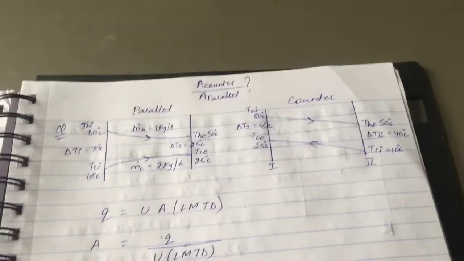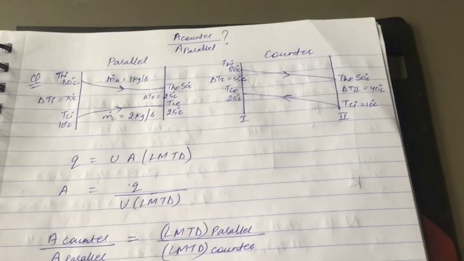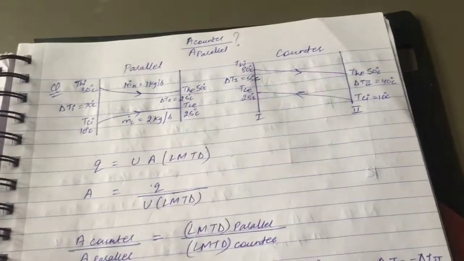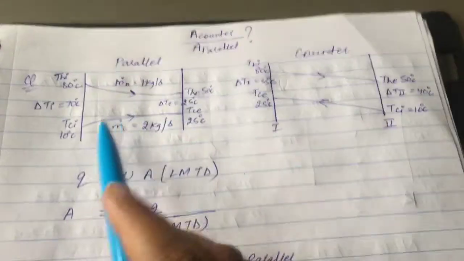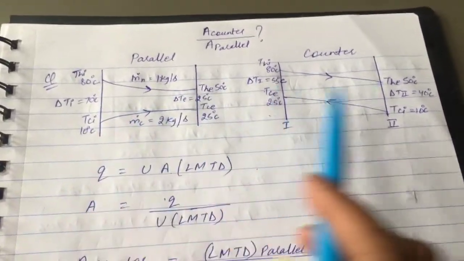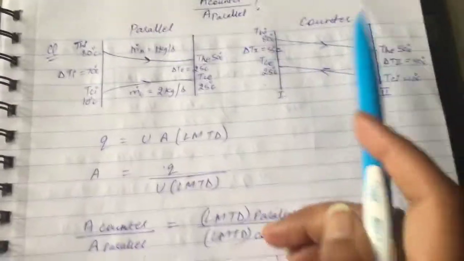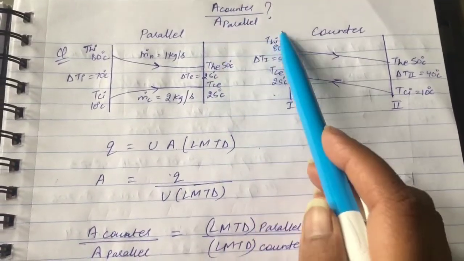Next question is, for the same hot fluid inlet and outlet temperatures, parallel flow and counter flow are taking place. The inlet temperatures and outlet temperatures are the same, and for this parallel flow and counter flow are taking place. So we have to find the area of counter flow upon parallel flow.